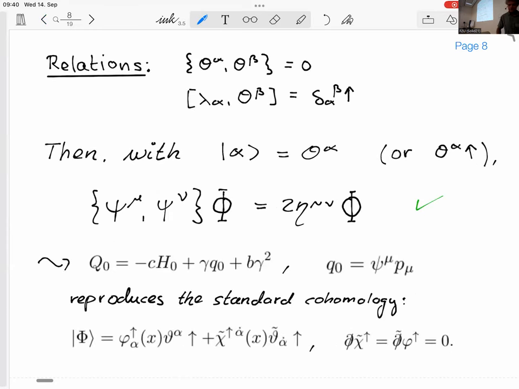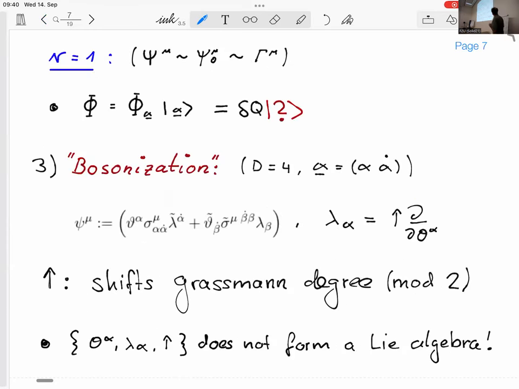Where is it? Where did we take the, here is the bosonization. We write the psi mu as a wave spinor, so this combination. So you could also just take half of it. Suppose we only take half of it and we look at just the half of it by itself.